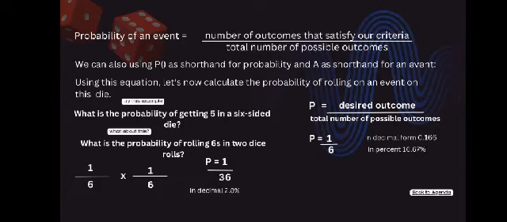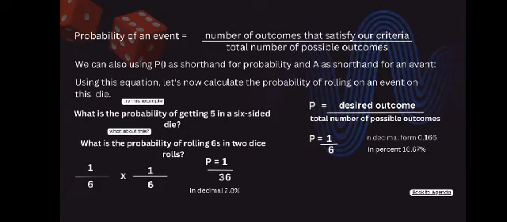Now, let's take another example. What is the probability of getting 5 in a 6-sided die? So again, knowing that our formula for probability is desired outcomes over the total number of possible outcomes, the answer will be 1 over 6.